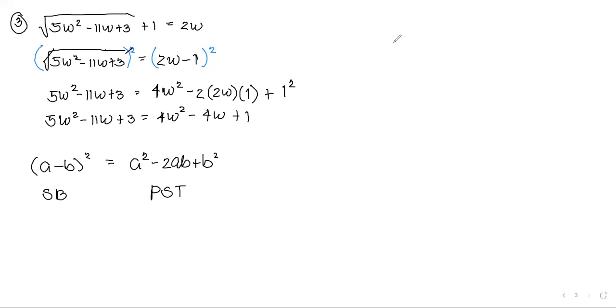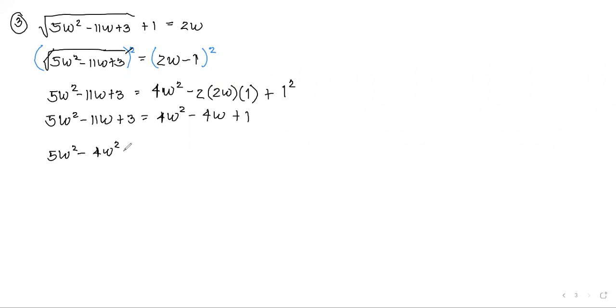Okay. Bilis pala nito, no? Ayan. So ang gagawin natin dyan, 5w squared, lipat si 4w squared, minus 11w, lipat si negative 4w, magiging positive, plus 3 minus 1 equals 0. Okay, so 5w squared minus 4w squared, so 1w squared or simply w squared na lang. Negative 11 plus 4, that is negative 7, kopya, w, plus 3 minus 1, that is 2.